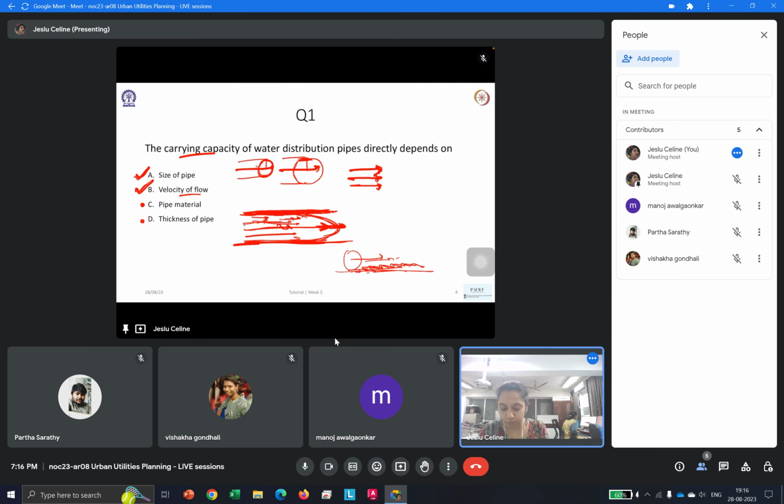So there are two types of flows. You have the laminar flow and you have turbulent flow. In our lecture this time we discussed how we differentiate between laminar and turbulent flow, which is by using something called the Reynolds number. If the Reynolds number is less, then the flow is laminar. If the Reynolds number is more, then the flow is turbulent.